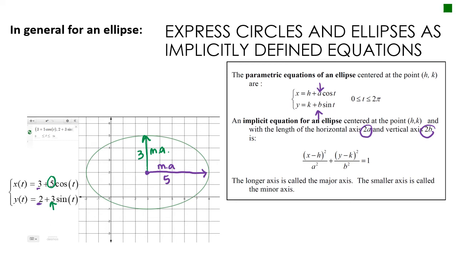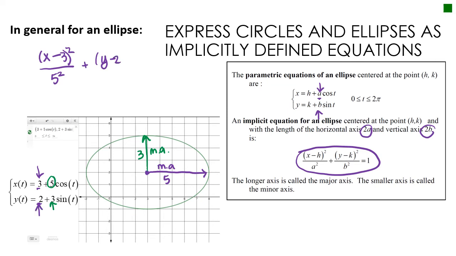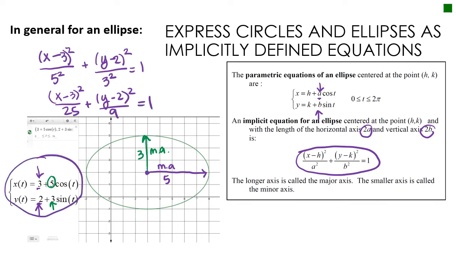Okay, so if we were to write these out, this would be implicitly, so we're going to use this formula with it. So it's going to be x minus h, which is 3, squared all over a squared. So your a is that value that's in front of the cosine. So 5 squared plus y minus k squared all over 3 squared equals 1. Now you will have these formulas on the final, so do not feel like you need to memorize these, you just need to know how to use them. So here is our parametric formula for this ellipse. Here's our implicit formula for the ellipse.